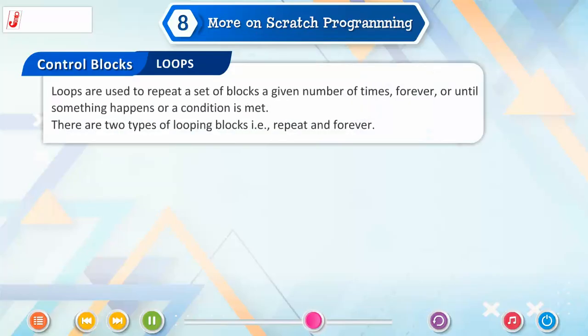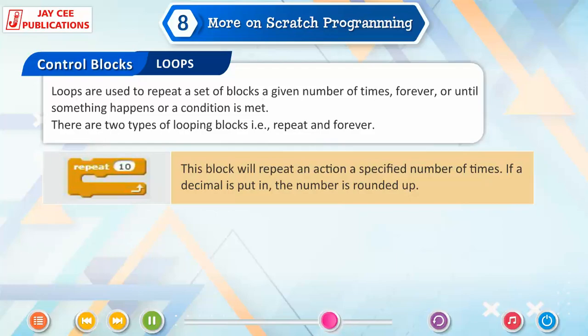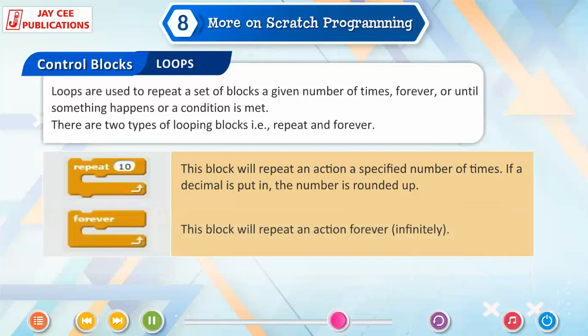Loops. Loops are used to repeat a set of blocks a given number of times, forever, or until something happens or a condition is met. There are two types of looping blocks, for example, repeat and forever. Repeat 10. This block will repeat an action a specified number of times. If a decimal is put in, the number is rounded up. Forever.